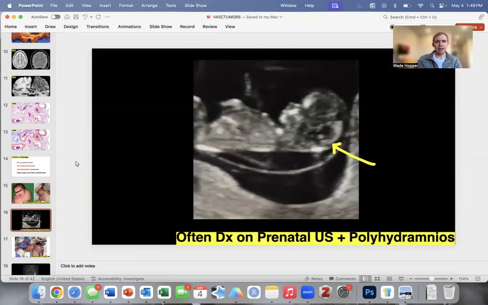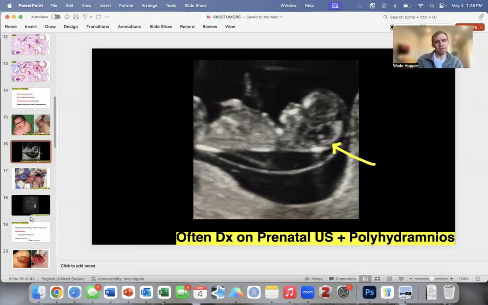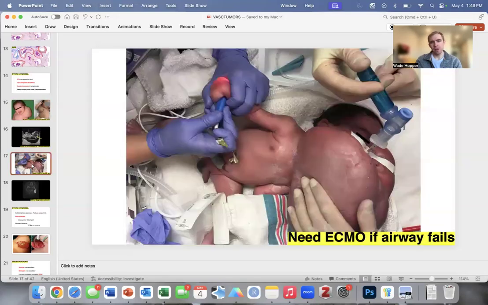And these are often diagnosed on prenatal ultrasound if they're large enough. Here's an example of an ultrasound showing hypoechoic, cystic, multilobulated structures, kind of right there at the back of the neck, posterolaterally. And you might also see polyhydramnios in one of these patients if there's compression of the esophagus leading to swallowing difficulties. And treatment of large hygromas requires a multidisciplinary approach.